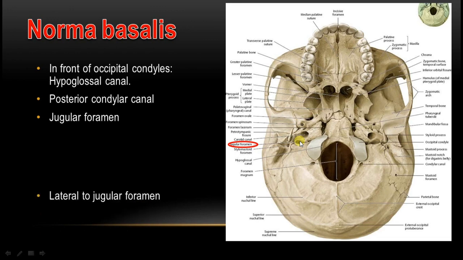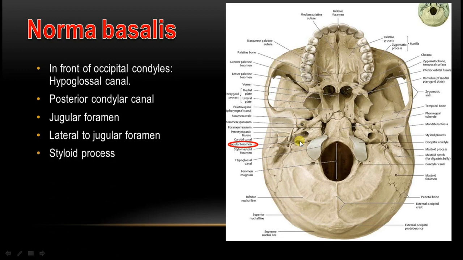Then it transmits the internal jugular vein. Then it also transmits the inferior petrosal sinus. The inferior petrosal sinus will come out of the foramen and then join the internal jugular vein. Then you come across the styloid process. The styloid process mainly receives 3 muscles and 2 ligaments, which form the styloid apparatus.